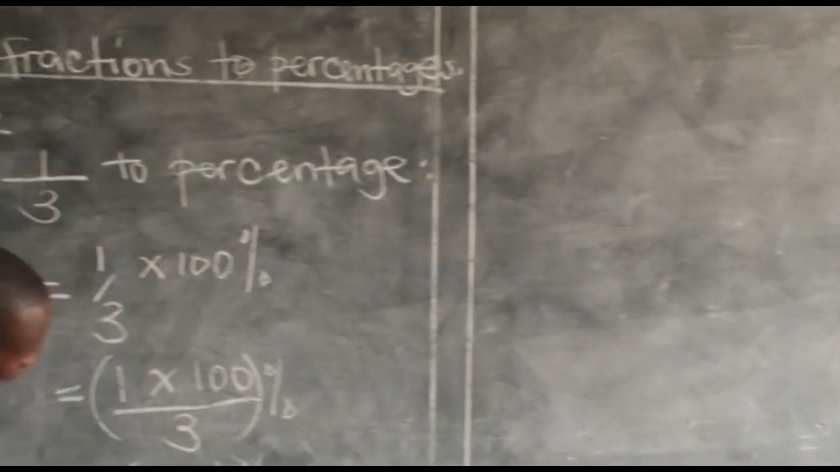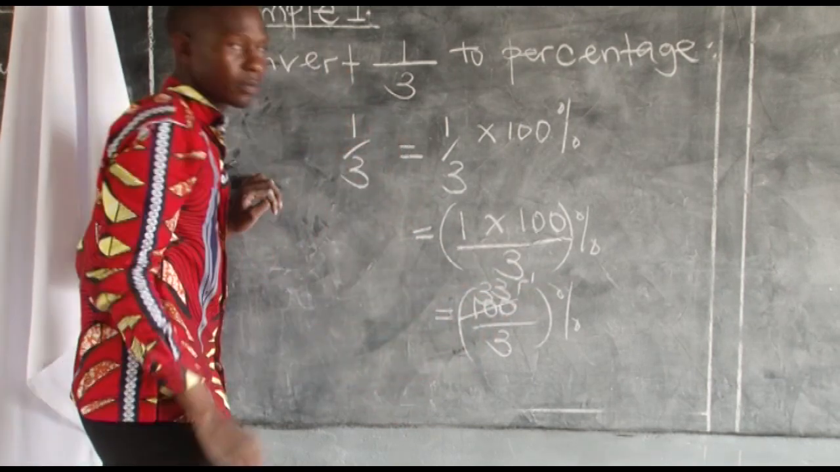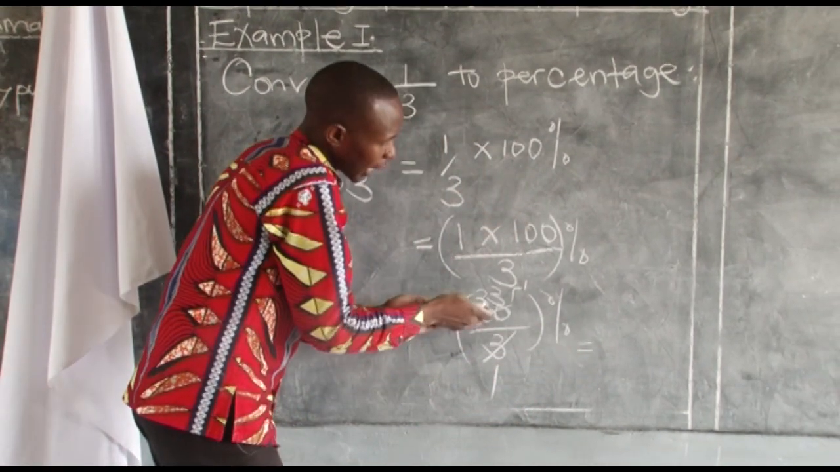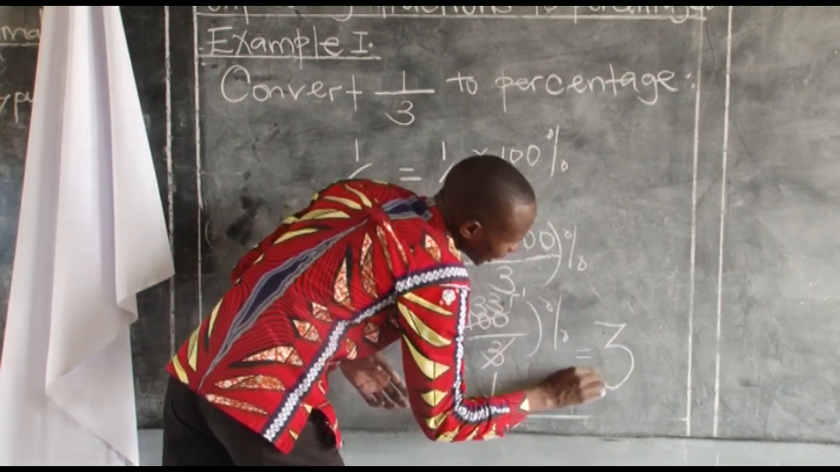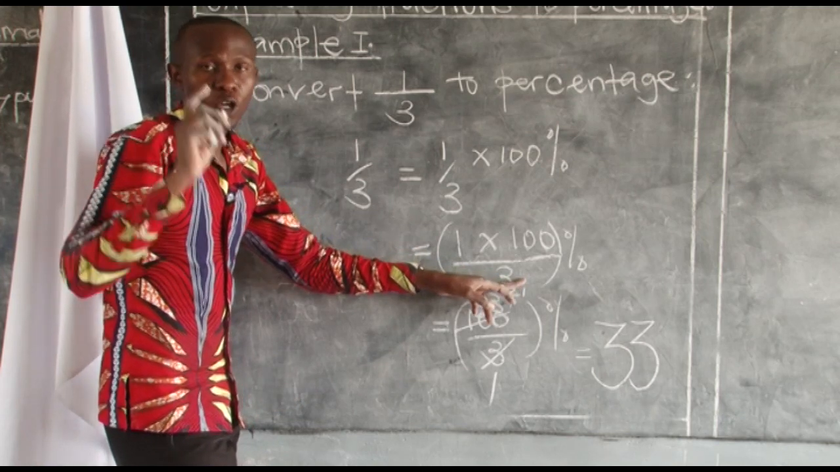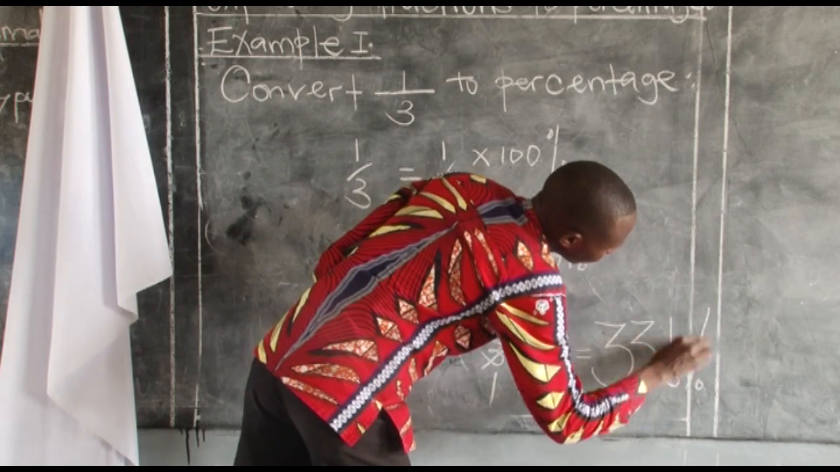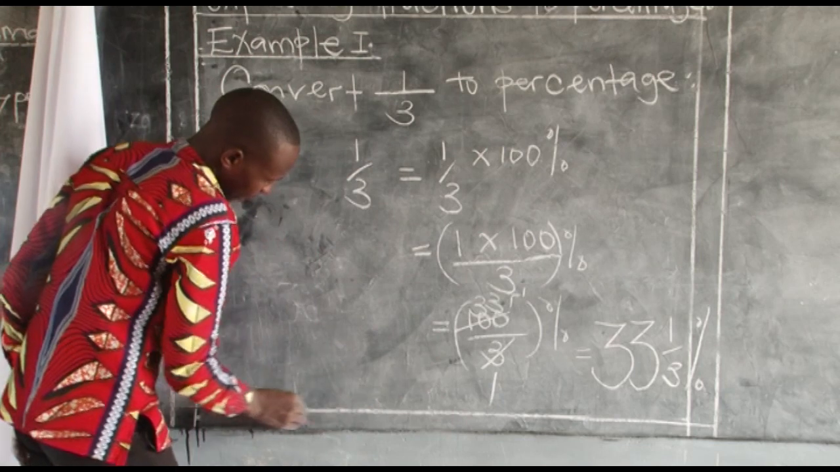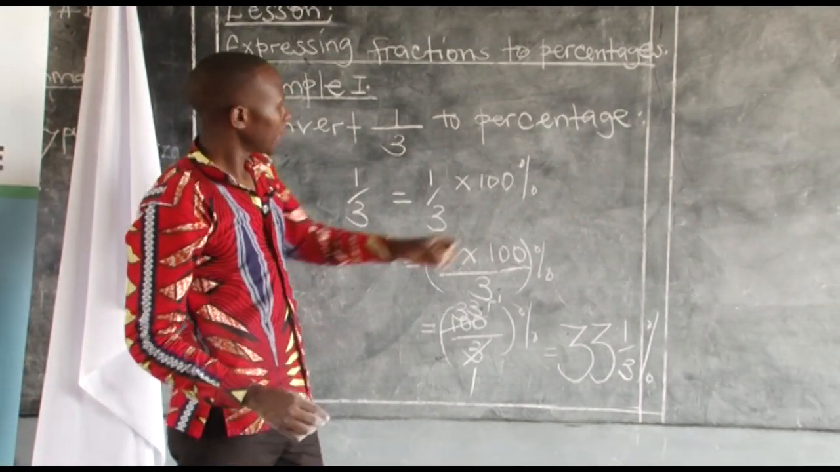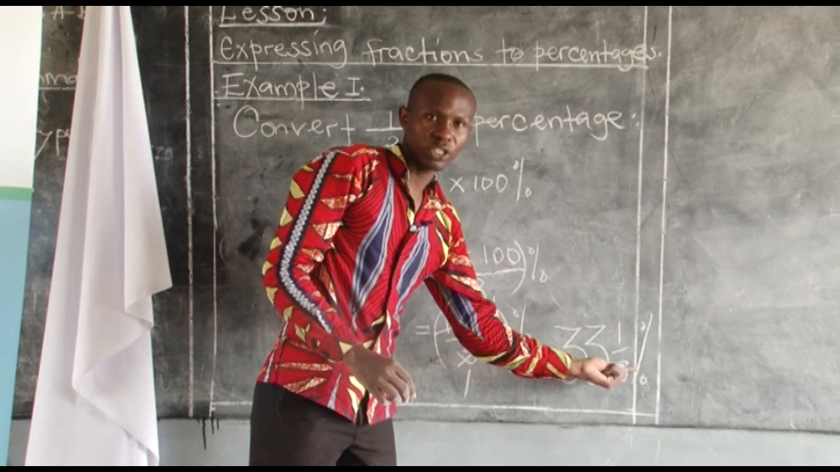by 3, that is 33, remainder 1. By 3, 1. Then the 33 becomes our whole number. We shall say 33 whole number. What is the remainder? The remainder becomes our numerator. So we shall say 33 whole number, 1 out of 3 percent. This is our percentage. We have now changed 1 out of 3 into a percentage, which has given us 33 whole number, 1 out of 3 percent. Fine.